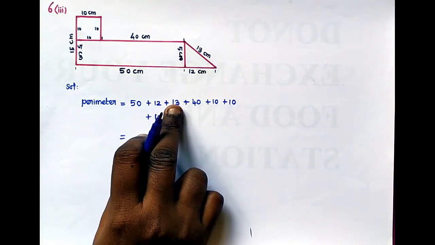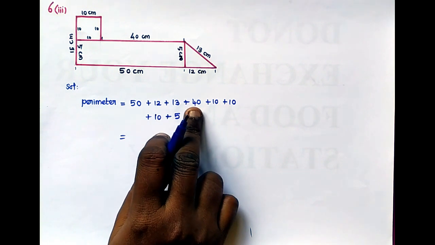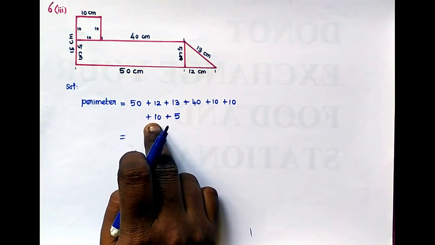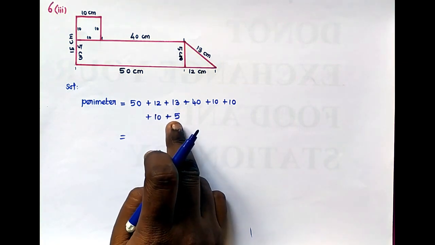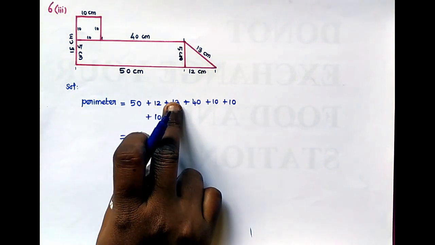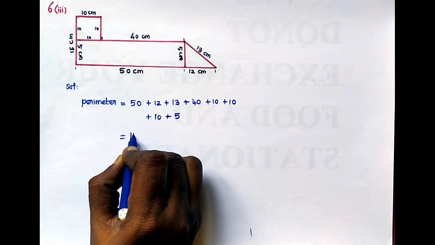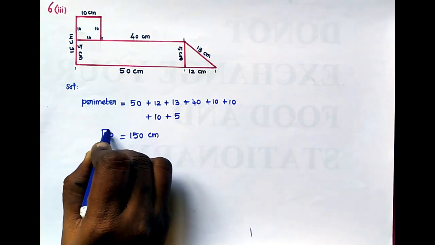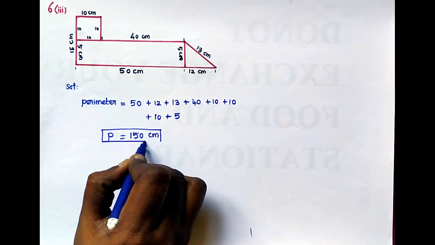50, 60, 70, 110, 120, 130, 140, 145, 150. So 150 centimeter, that is the perimeter of this shape.